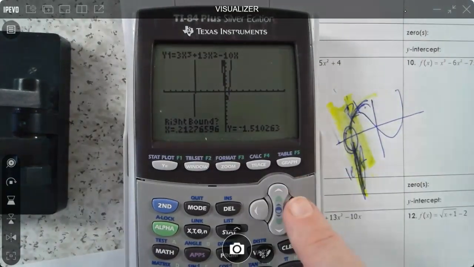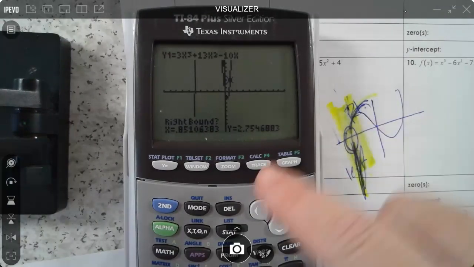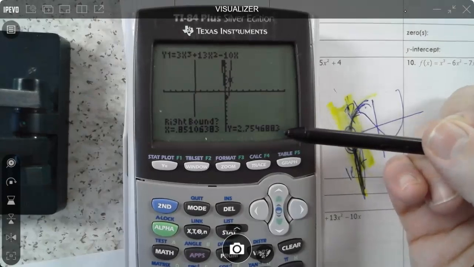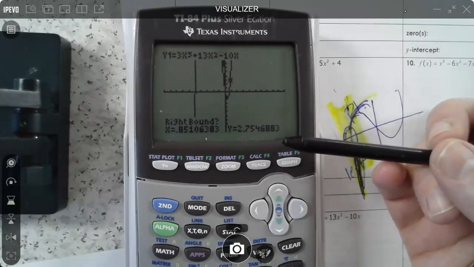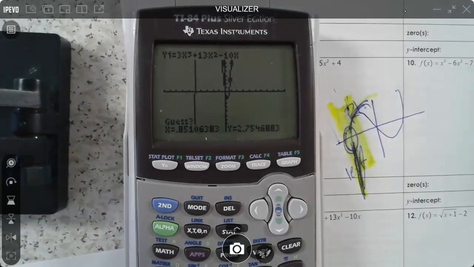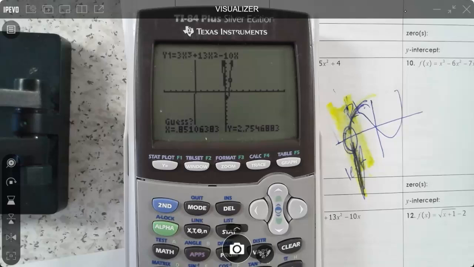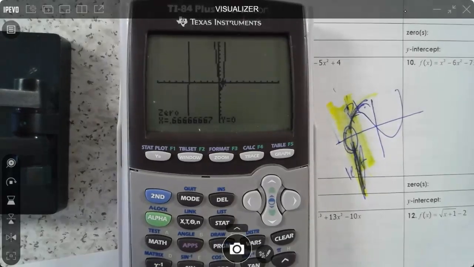So I'm going to click right. Did you see what happened to my Y? Watch my Y as I click right. It's negative. It's negative. It's positive. That's what I want to happen. I want it to change from negative to positive or positive to negative depending on when I started. When that happens, hit enter. Now I have 2 arrows up here, left and right. I'm going to hit enter, and it's going to tell me what that point is, which is what I got when I did it algebraically.